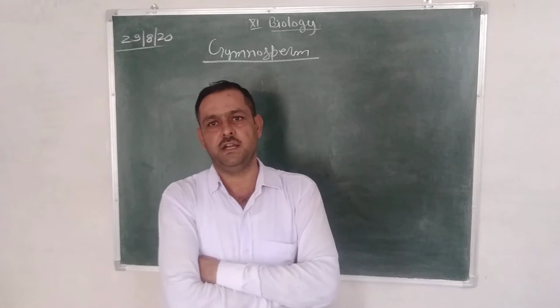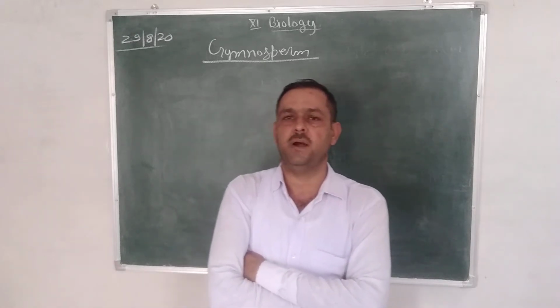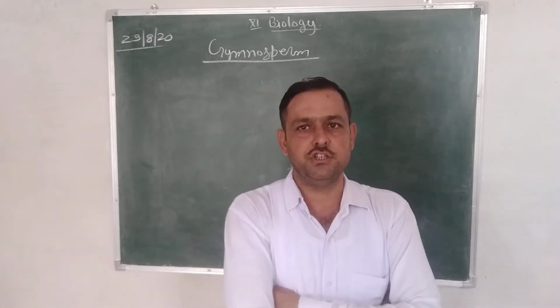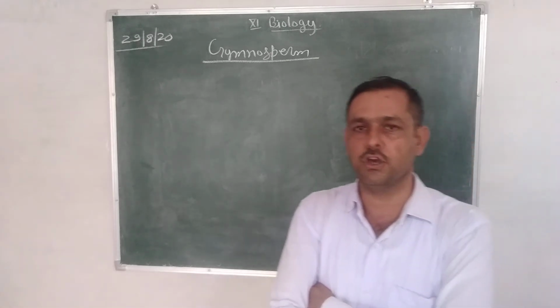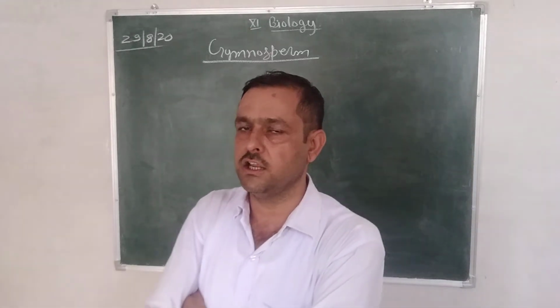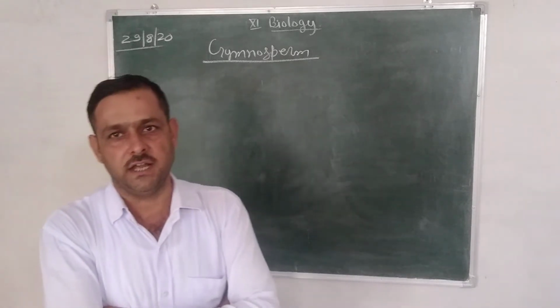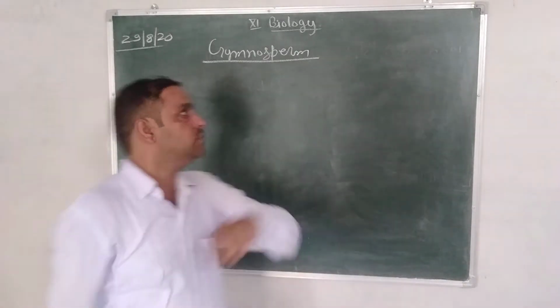Now, embryophyta. Embryophyta is divided into two parts: gymnosperm and angiosperm. In both gymnosperm and angiosperm the embryo is formed, so they are included in embryophyta. The main characters of gymnosperm.